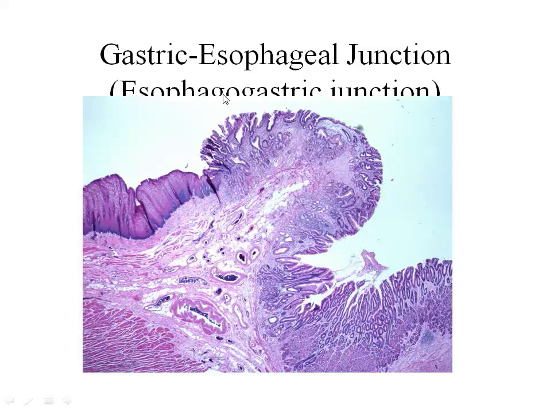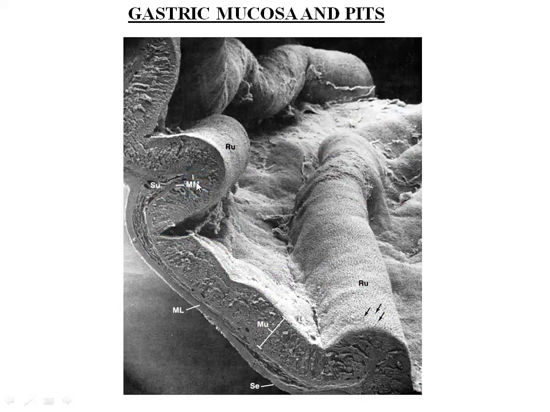Again the same section of the gastroesophageal junction, the stomach and esophageal junction. This side is all stomach portion and this is all esophageal portion. So you can distinguish the mucosal change between the two areas. Here again is the same gastric mucosa and the pit.